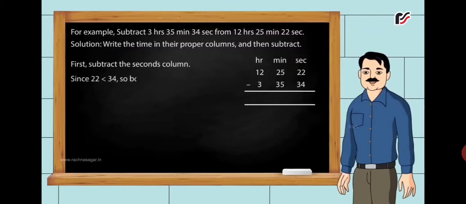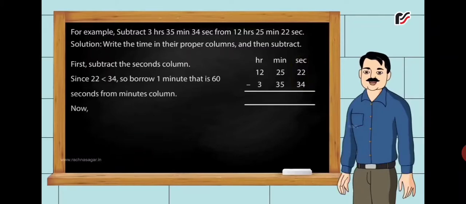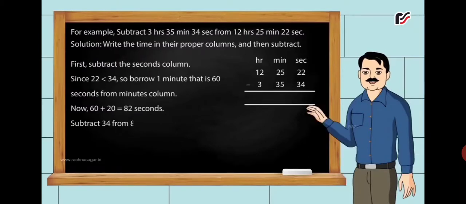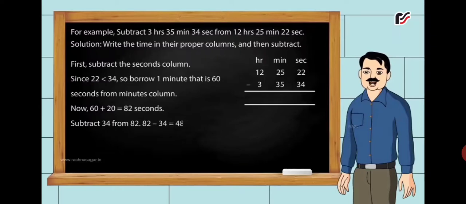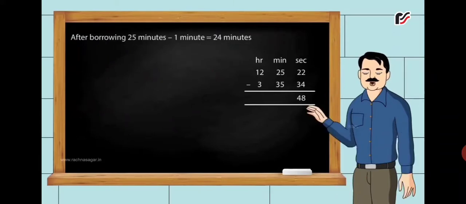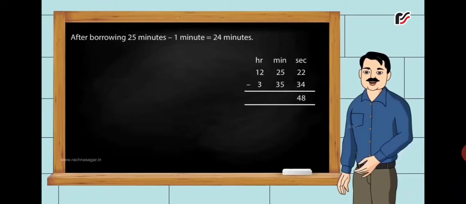Since 22 is smaller than 34, so borrow 1 minute, that is 60 seconds from minutes column. Now, 60 plus 22 gives 82 seconds. Subtract 34 from 82 seconds, that is equal to 82 minus 34 equal to 48. Write 48 under seconds column. After borrowing, 25 minutes minus 1 minute equal to 24 minutes.